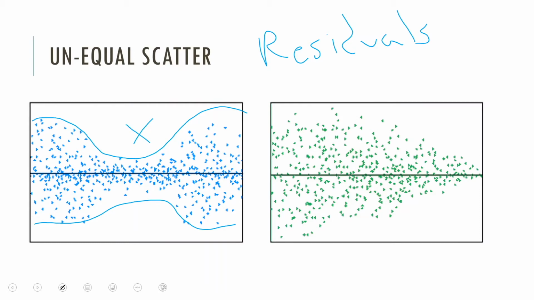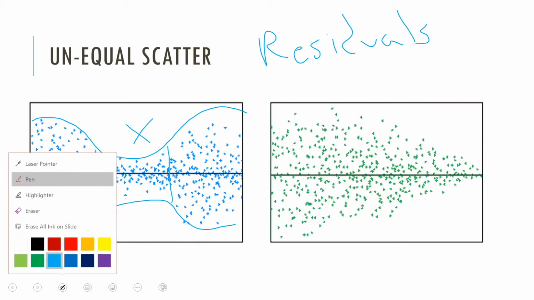We want to have equal scatter. We want to have everything sort of on the same plane, right? We see here, though, it's bunching up in this area. It does look like a bow tie. I'm going to draw a little face.